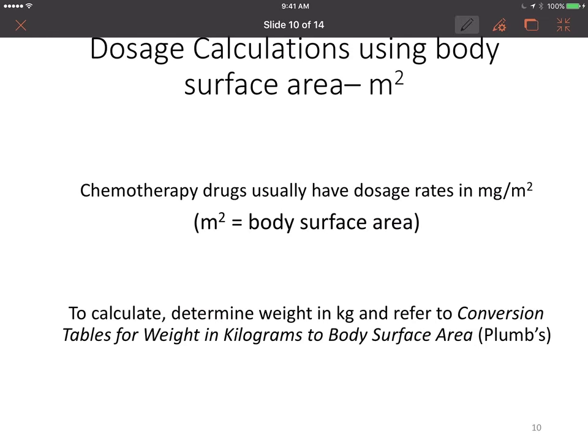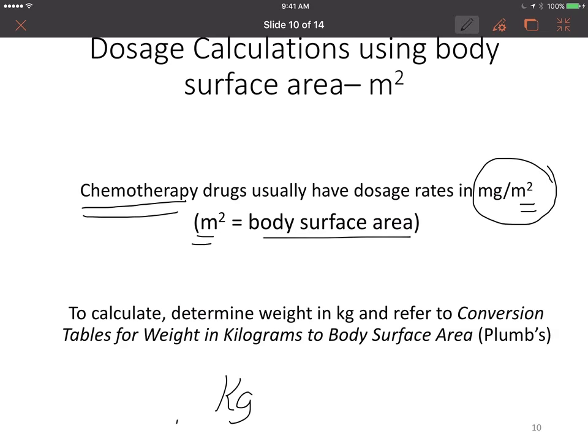Sometimes drug dose rates use body surface area instead of weight. Oftentimes, chemotherapy drugs have dosage rates that are in mgs per meter squared instead of mgs per kilogram. Sometimes you'll see other drugs that use meters squared instead of kilograms as well. Meter squared refers to body surface area, and to figure this out, we first determine the weight in kilograms of an animal, and then we go to a conversion chart and look up the body surface area for that particular weight in kilograms. There's one in Plumb's that you can use. It's called Conversion Tables for Weight in Kilograms to Body Surface Area, and that can be found in the appendix.